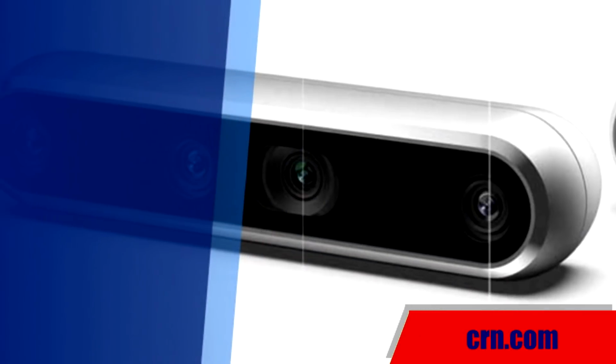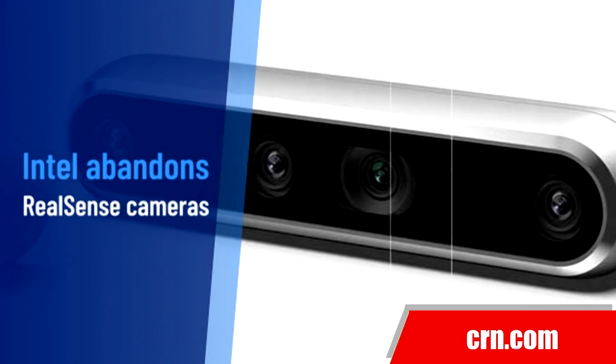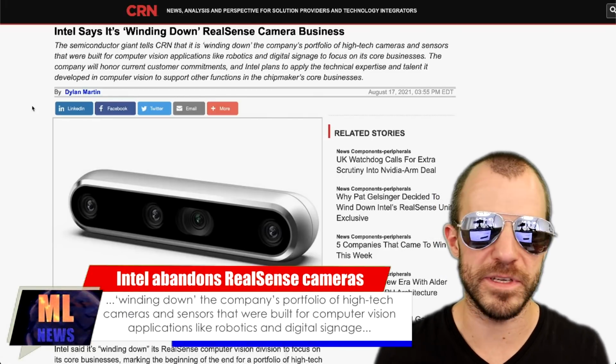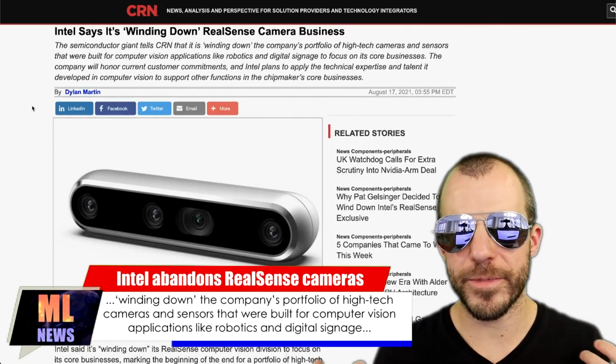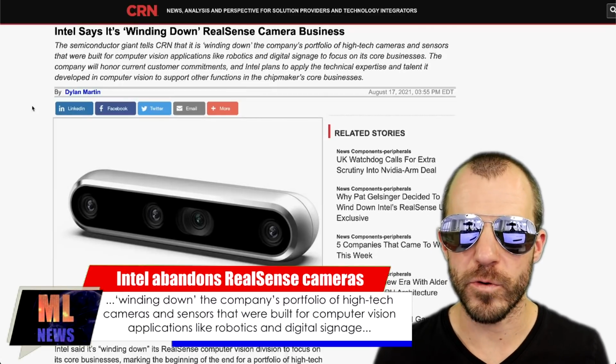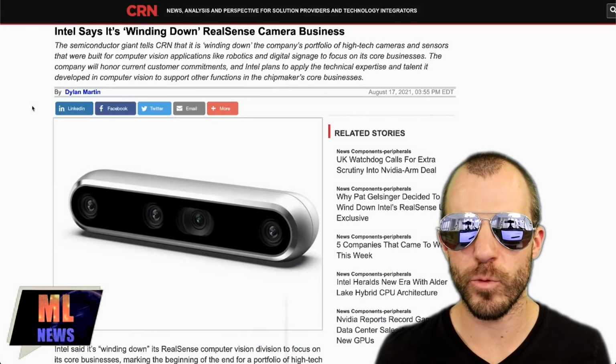Next news, CRN writes, Intel says it's winding down its RealSense camera business. So Intel was developing cameras, sensors, and so on for computer vision applications. Now it's saying it's shutting that down to focus on its core business. Bit of a loss if you had one of these or were planning on getting one of these. We've seen companies in the past saying they are going to focus on their core business, and it's not really clear what it means. For some companies, it means they are on the edge of bankruptcy, while for others, it means they just want to make even more cash. Needless to say, if you're looking into sensors and vision hardware, Intel is no longer the place to do so.